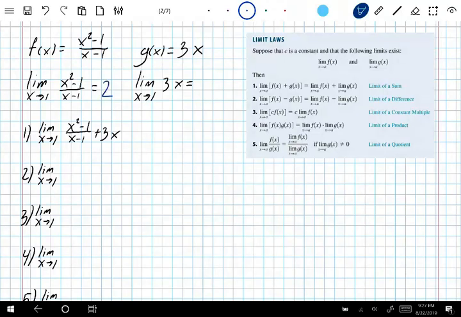This one, 3x, well, you could do a table, or you could graph it. 3x is just a line that behaves quite well, and what you get out is just what you get when you plug in a 1 here. So it's just going to be a 3.